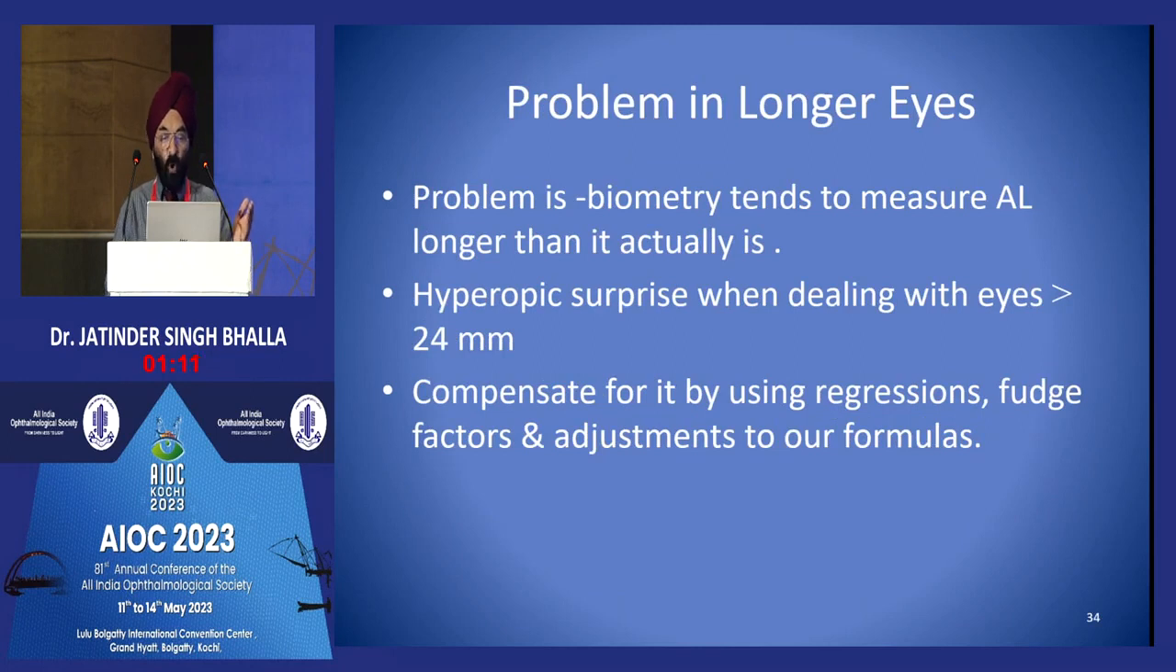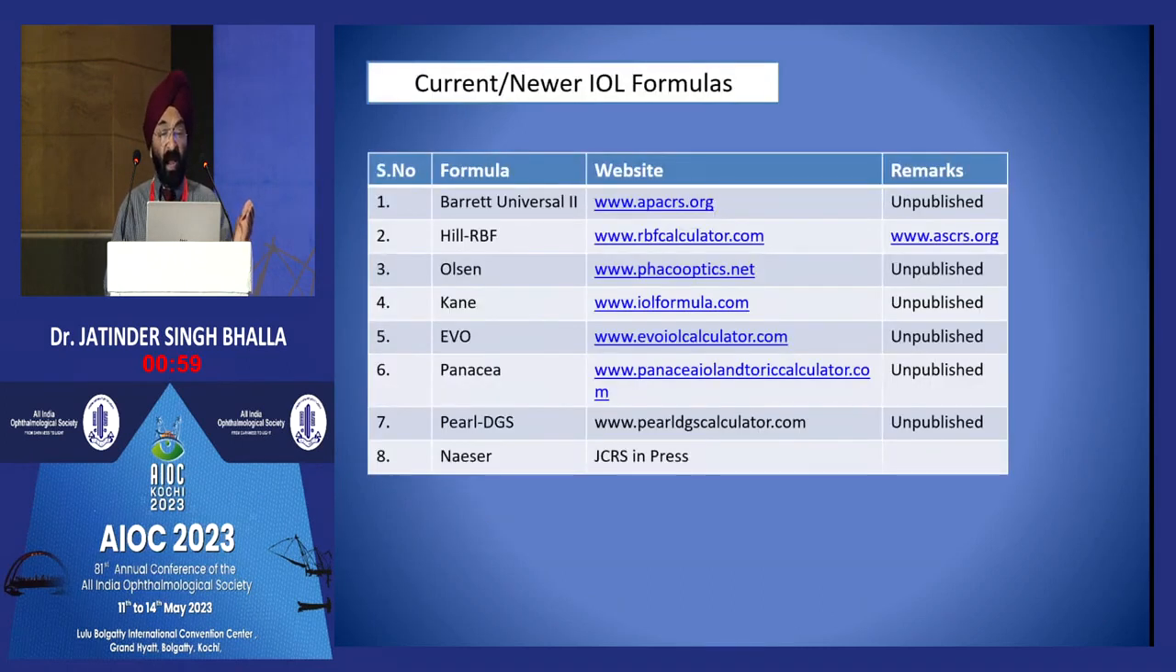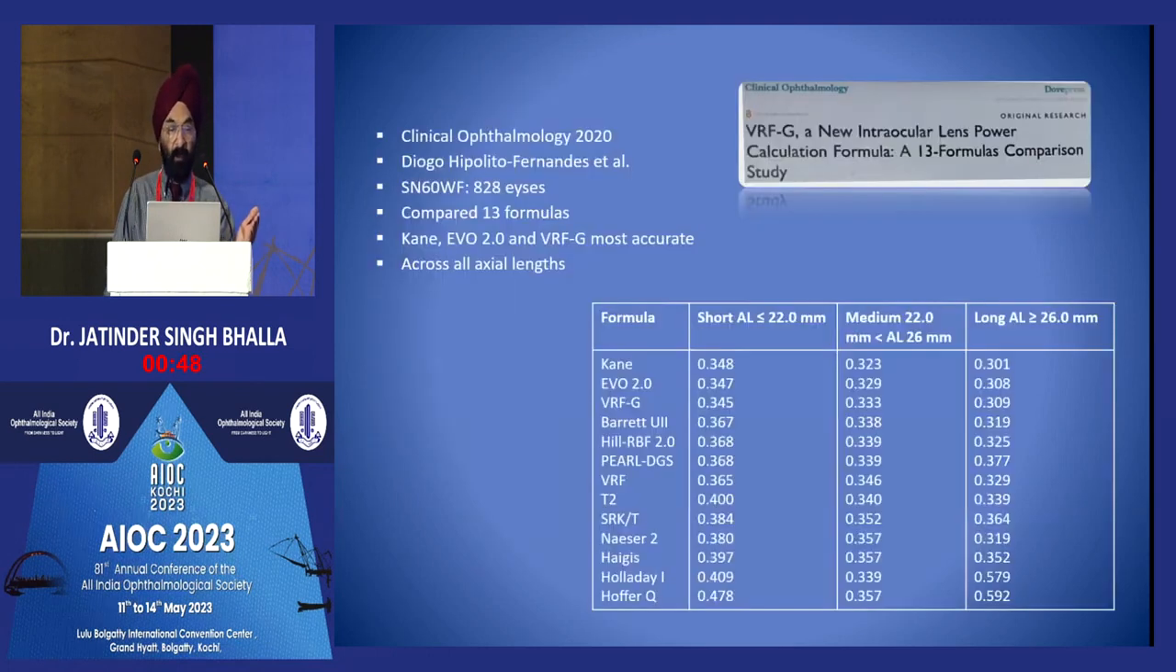And the problem in longer eyes is that we get hyperopic surprises, particularly when we are dealing with eyes more than 24 millimeter. And what are the three formulas which work well? These are the ones: Barrett Universal 2, again Hill RBF, and these are the newer formulas which are available online. You don't have to pay anything. Barrett, Hill RBF, Olsen, Kane, EVO, Pearl DGS, all these formulas are available online.